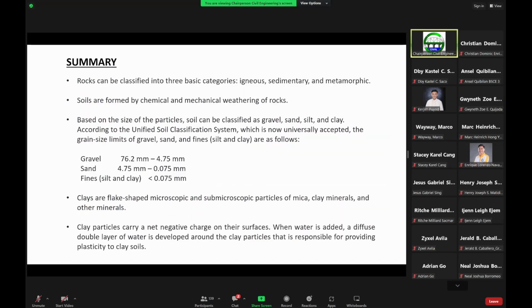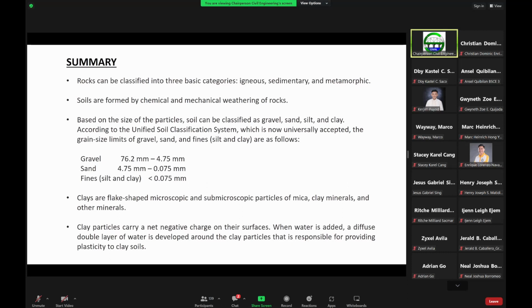Just a summary. Rocks can be classified into three basic categories: the igneous, the sedimentary, and metamorphic rocks. Soils are formed by chemical and mechanical weathering of rocks. Based on the size of the particles, soils can be classified as gravel, sand, silt, and clay.